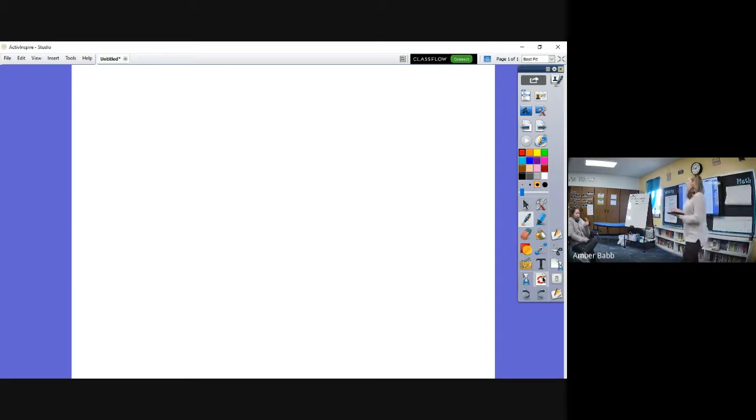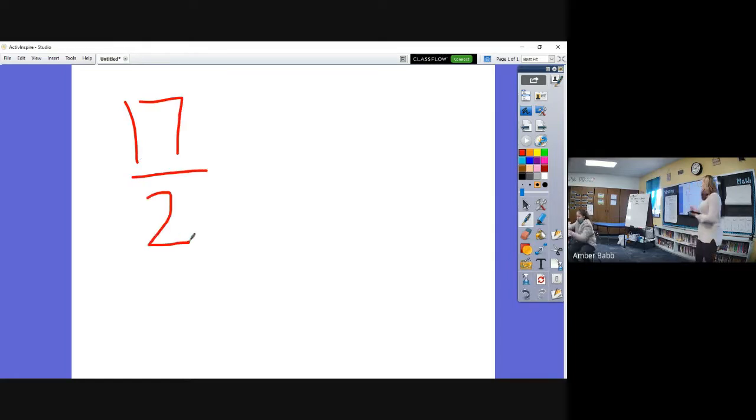Okay. So let's do another one of those to practice. Get your boards out. Get your boards out if you don't have your boards out. Change this fraction into a mixed number. Change this fraction into a mixed number. How many times will 2 go into 2, 4? I got it.